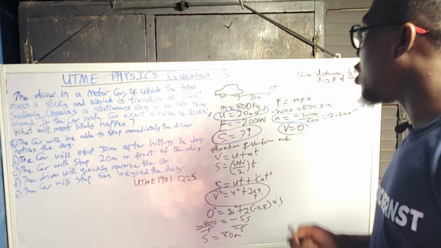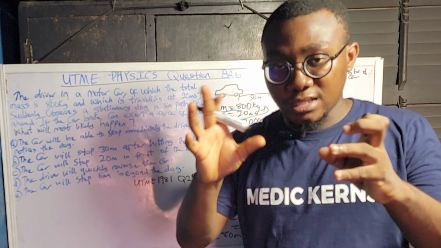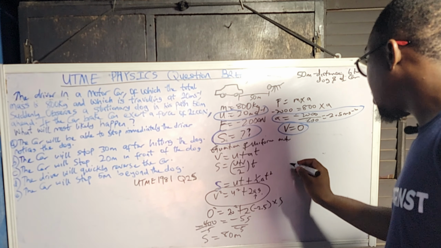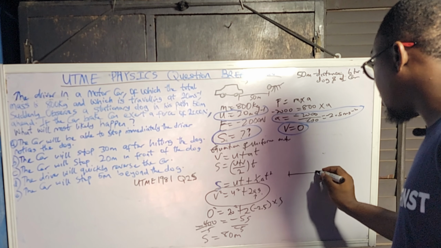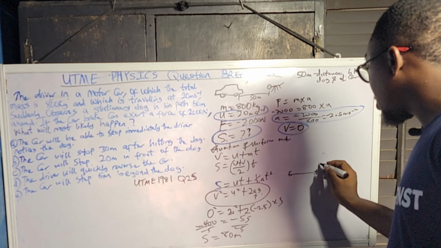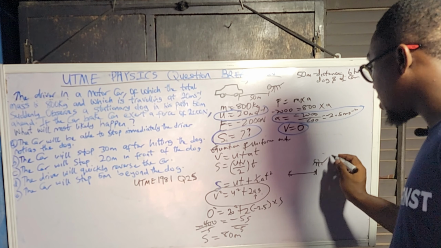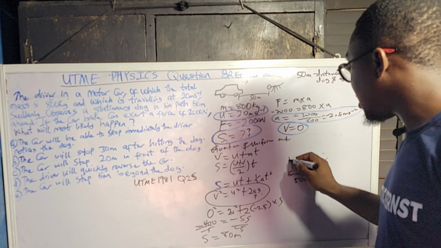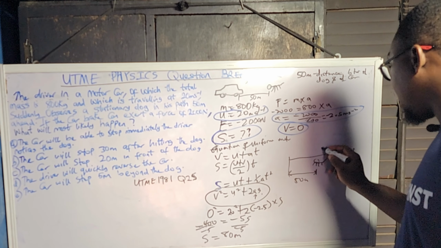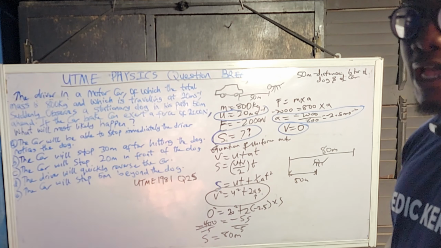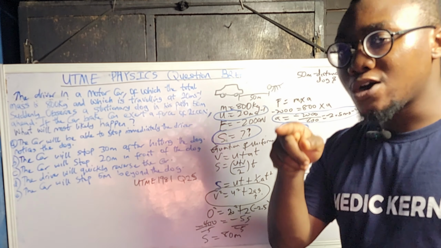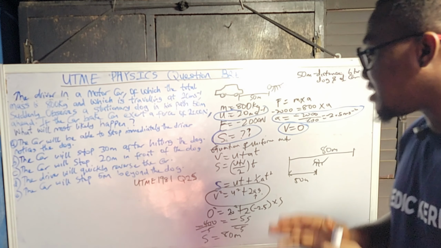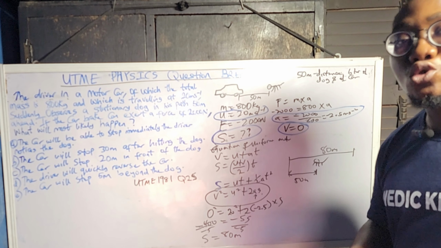So now you're not going to do a separate diagram. Now, since between the point of application of the brake to where the dog is is 50 meters, and after the application of the brake, the car is going to stop 80 meters ahead, that means the car will have hit the dog, and it will still move. It will still cover a certain distance before it stops.